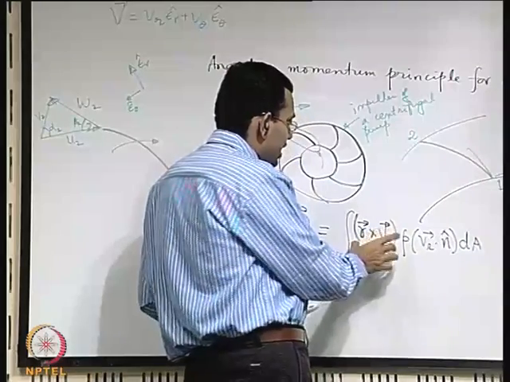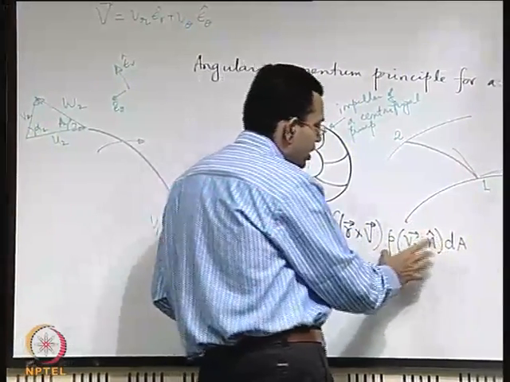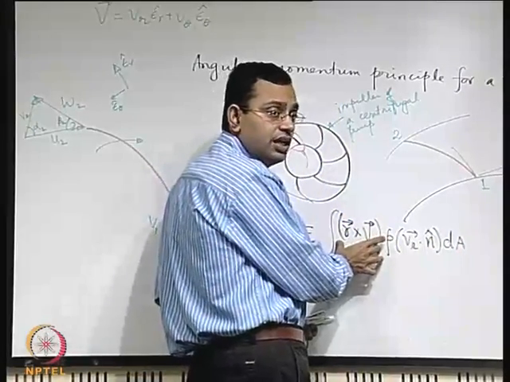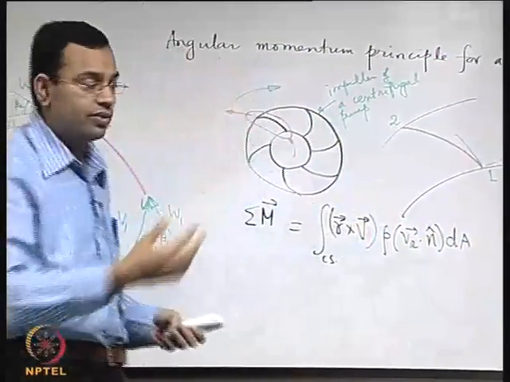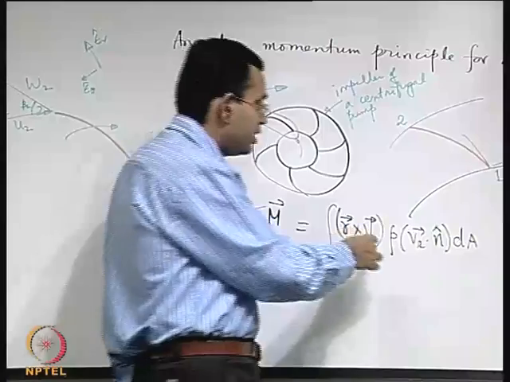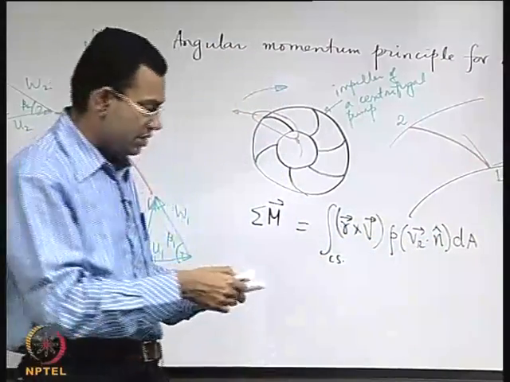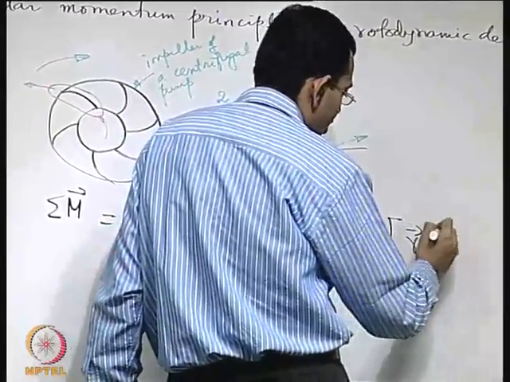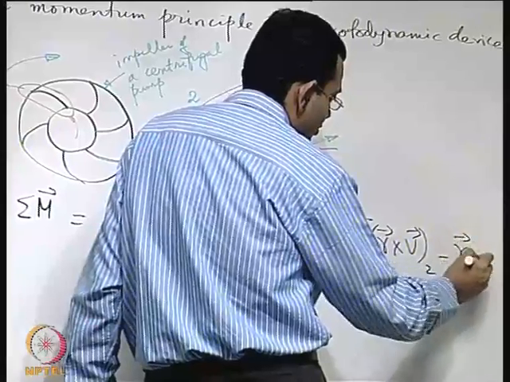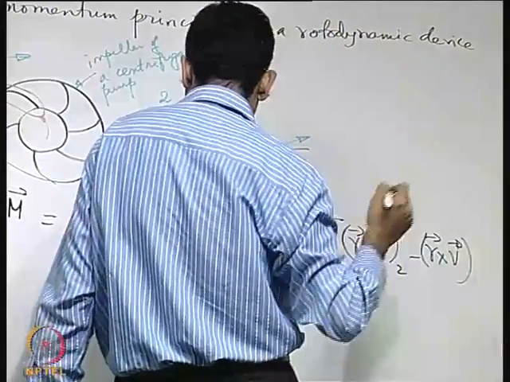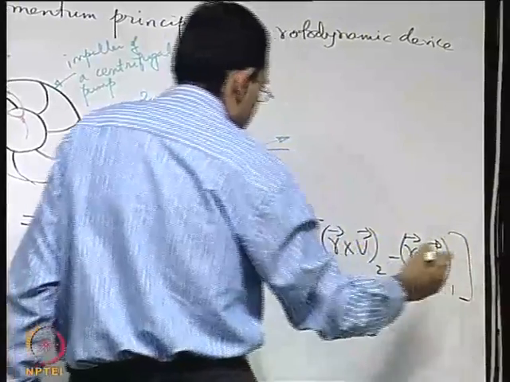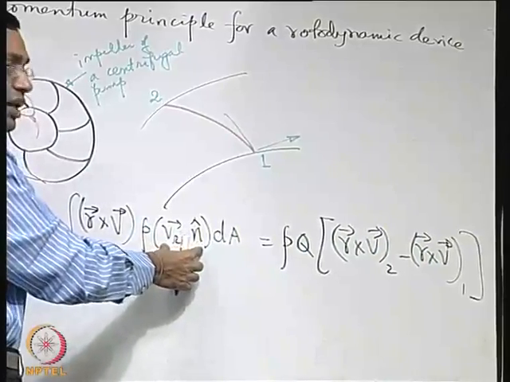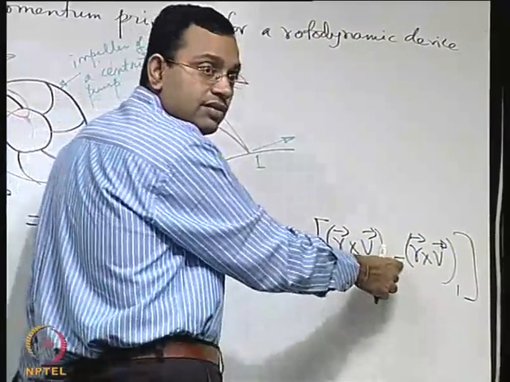Then you can write the integral of rho Vr dot n dA. If r cross v is not varying over the area of the flow, then you can take it out of the integral and the remaining one is nothing but rho into the volume flow rate. So it essentially becomes rho into the volume flow rate into r cross v at 2 minus r cross v at 1. Keep in mind that for outflow v dot n is positive and for inflow it is negative, that is how this minus and plus signs have come.